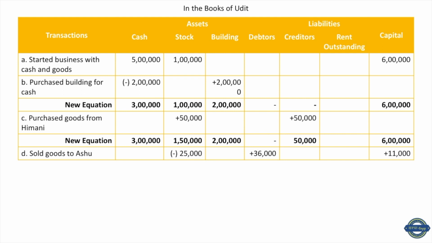Udit sold goods to Ashu for a profit. There is a profit of rupees 11,000 as 25,000 stock has been sold for 36,000. So we will add this profit to the capital column.